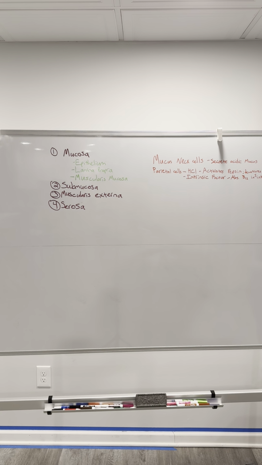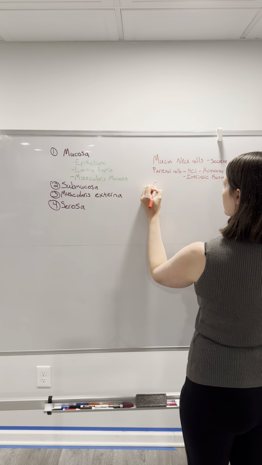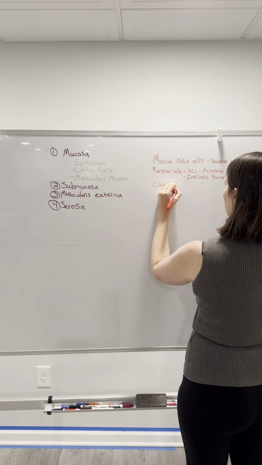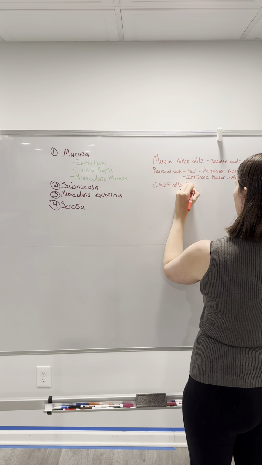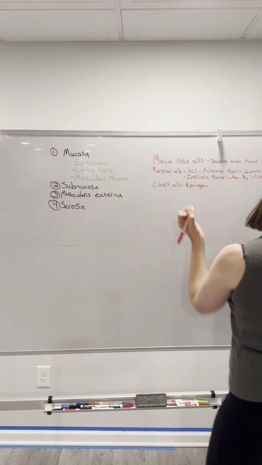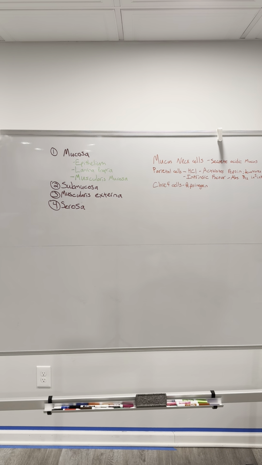Then we have our chief cells, which secrete pepsinogen. Pepsinogen is activated into pepsin by hydrochloric acid, and by pepsin itself. So this is another positive feedback mechanism of the body. And then the chief cells also secrete lipases, which are enzymes that digest lipids.